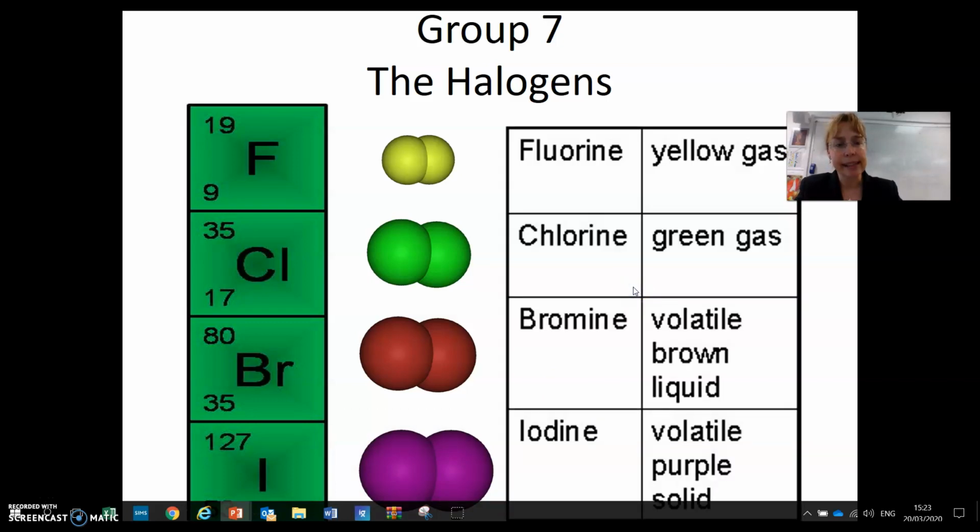Bromine is very volatile, which means that it forms a vapor very quickly. So one year when I knocked over a bottle of bromine, although it was a liquid, in no time it vaporized and it ended up all over the labs. It wasn't one of the best days in my teaching career.